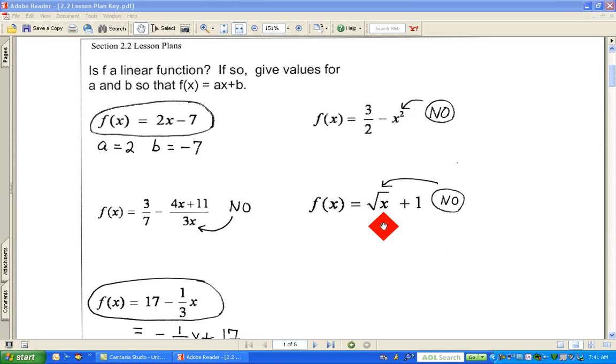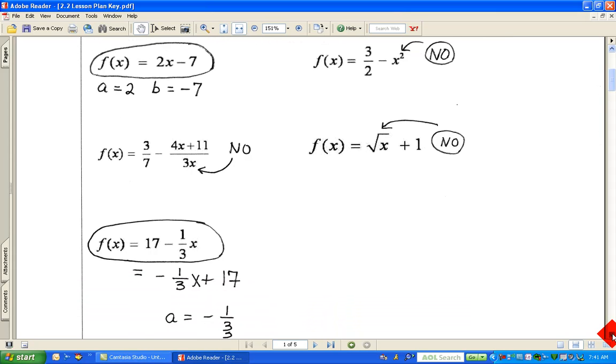This example is not a linear function because, again, a linear function is not allowed to have variables under a square root. So we've got to pretty much keep it looking like the form that was given: y equals ax plus b. Can't just throw something under a radical. It loses being linear.